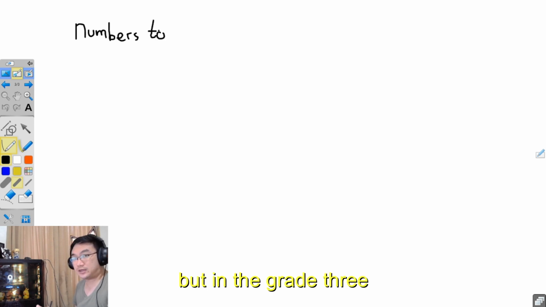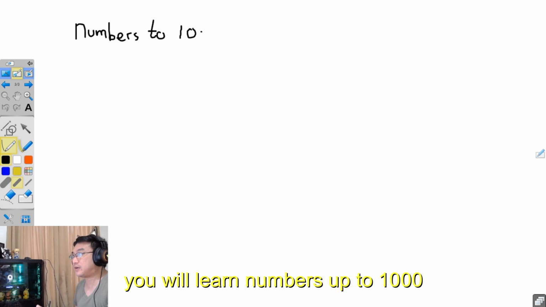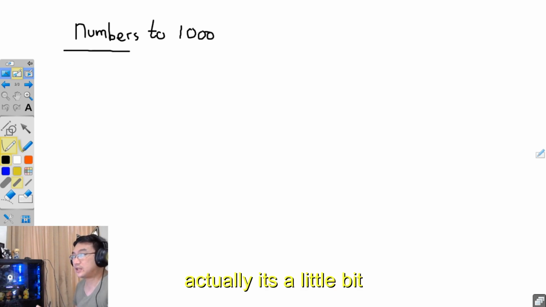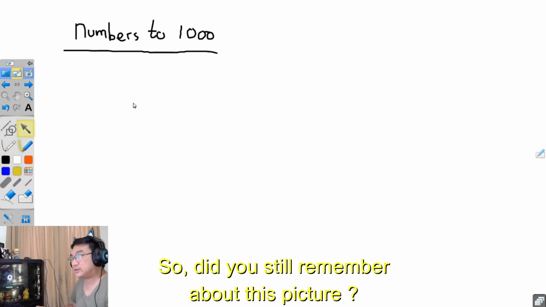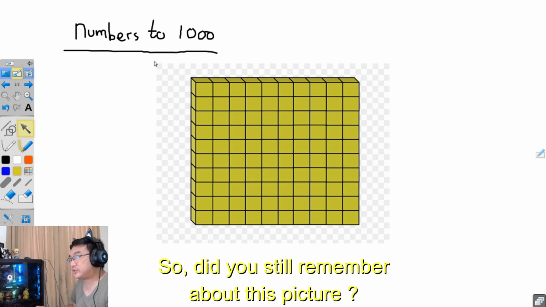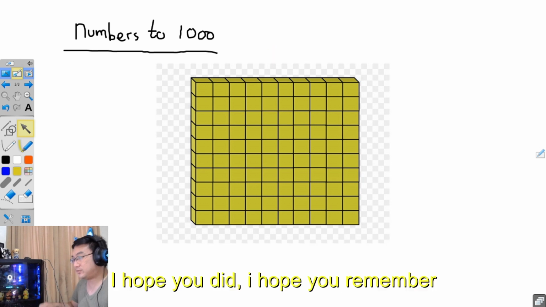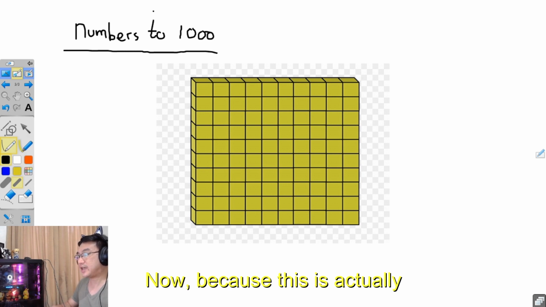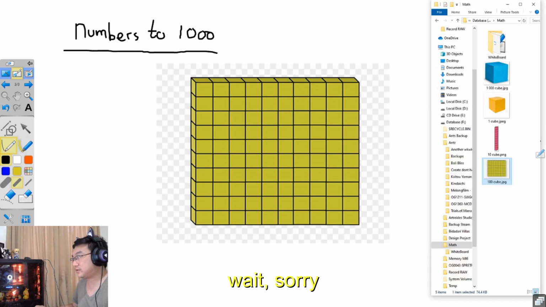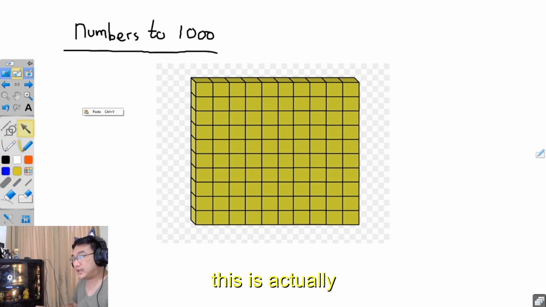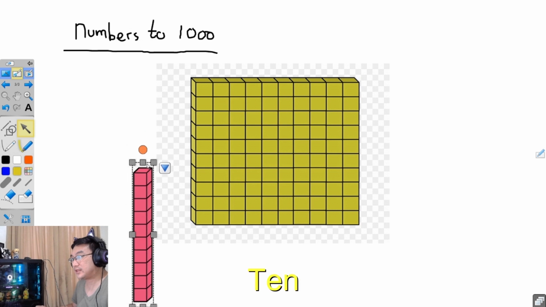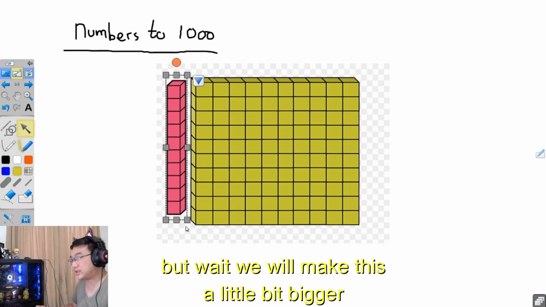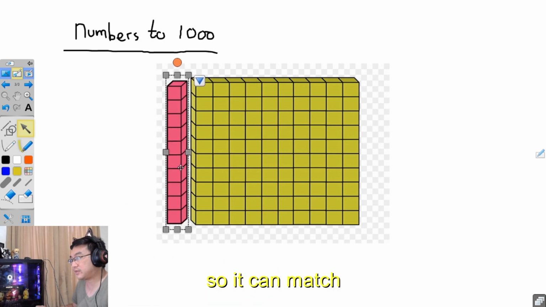But in grade 3, you will learn numbers up to 1000. Actually, it's a little bit a lot. Do you still remember this picture? I hope you remember. How? Because this is actually 10 of this. Oh wait, I will make it a little bit bigger so it can match.